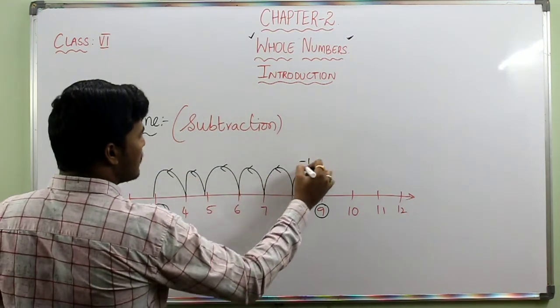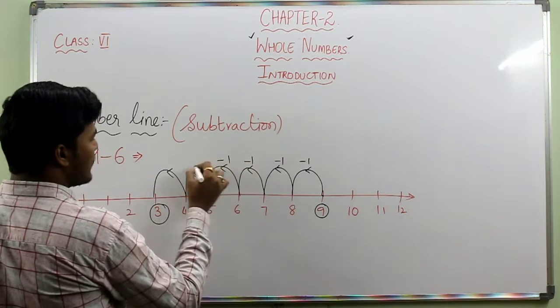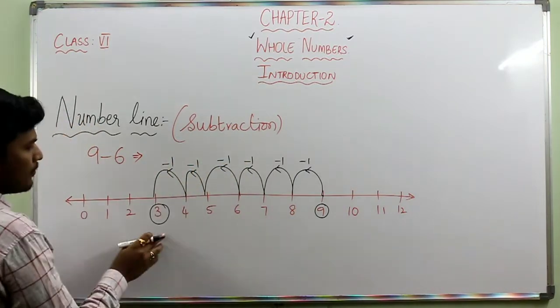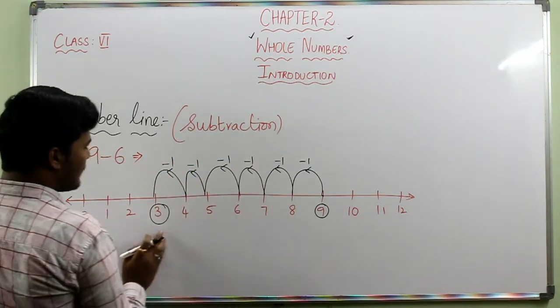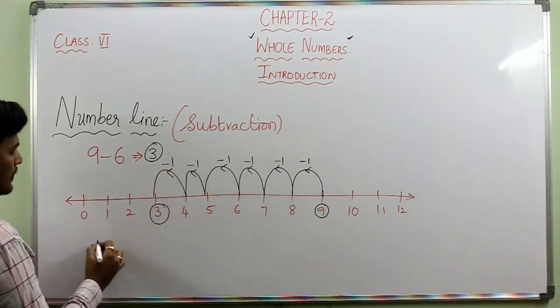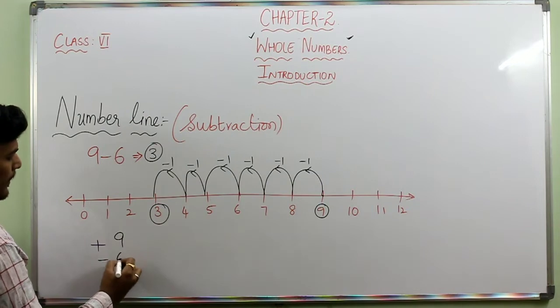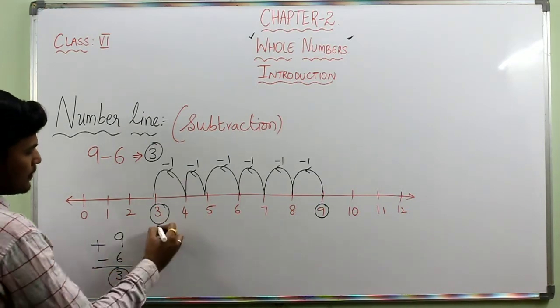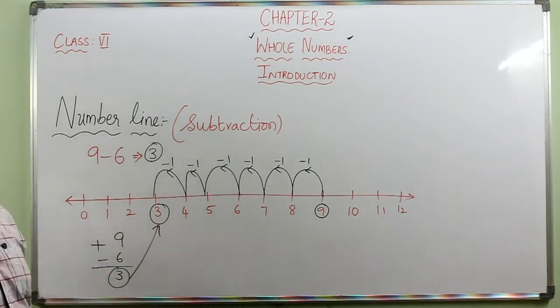Okay, so every time this is minus 1, minus 1, minus 1, minus 1, minus 1. What is the resultant now? After moving 6 steps back, that is 3. So 9 minus 6 is equal to 3. You can check it like this also: 3 plus 6 will give you 9. So our answer is verified.